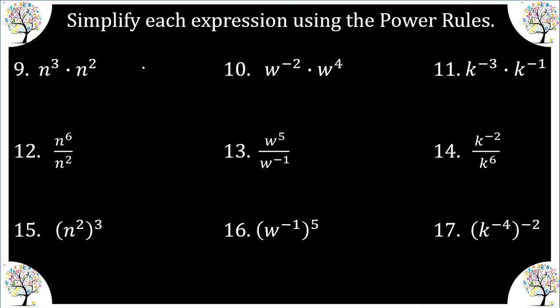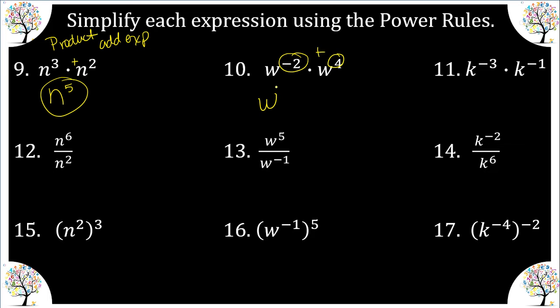Now let's simplify. So 9, 10, and 11, we are going to apply the product rule, which says to add exponents. So we have 2 factors of n, and we can make it into one factor. So we have 3 plus 2, which is 5. So we have n to the 5th. Number 10 is w to the negative 2 times w to the 4th. Our factor is w. We add our exponents, and we get positive 2.